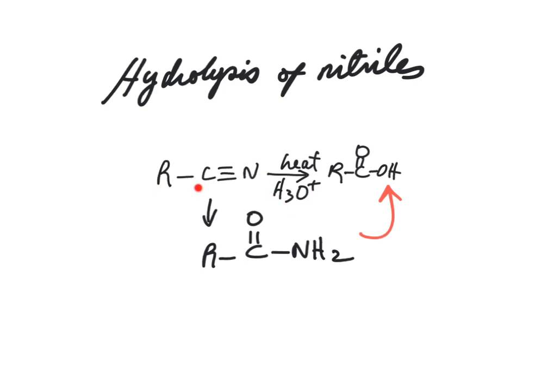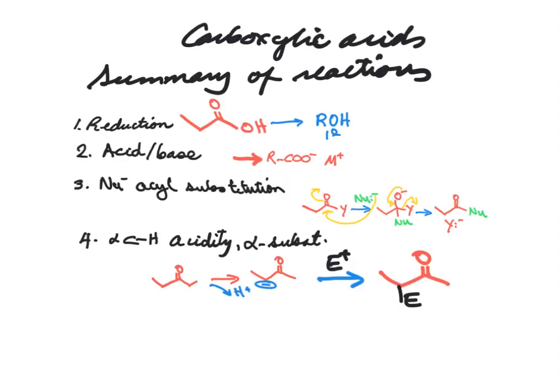Hydrolysis of nitriles can give us two different products. We can get an amide or we can get a carboxylic acid. Some of the reactions that we will explore in this class are the reduction of carboxylic acid to produce a primary alcohol, the acid-base property of carboxylic acids, which means that it can react with strong bases or with weak bases, and then the nucleophilic acyl substitution.